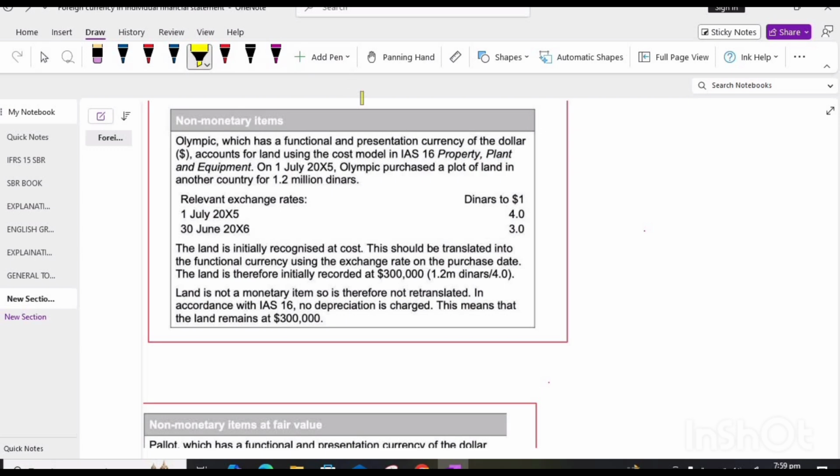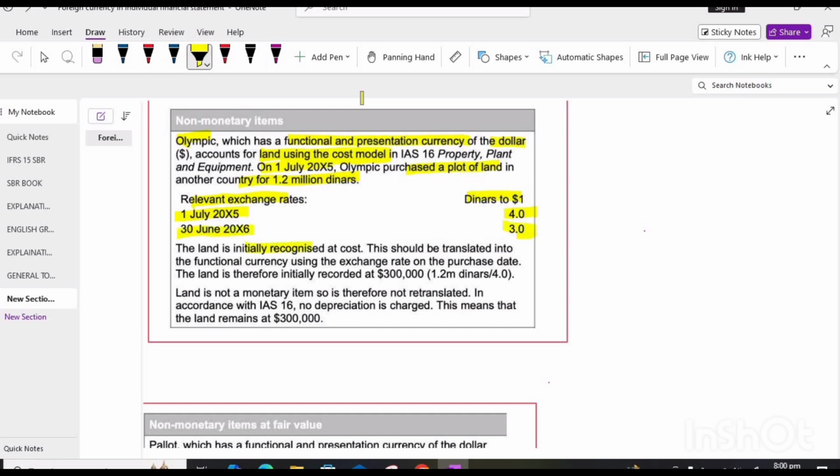So Olympic has a functional and presentation currency, dollar, and accounts for land using the cost model. So you have to check it here. If there is a fair value model, revaluation model, then you will have to retranslate. But if they are using the cost model, then there is no need for retranslation. The property, plant and equipment: on 1st July 2005, Olympic purchased a plot of land in another country for this $1 million. So the relevant exchange rate is this one. On 1st July you have to use this rate for the translation of the land, and this one is not needed because we are not retranslating.